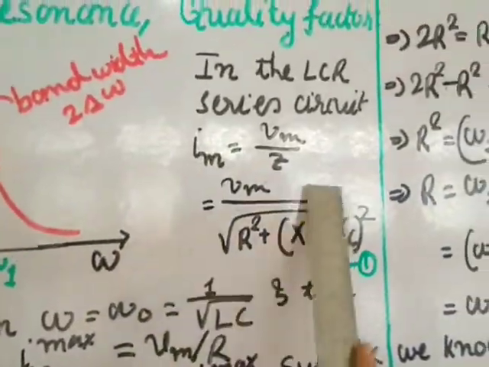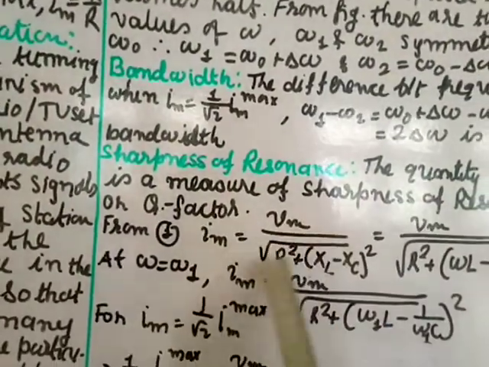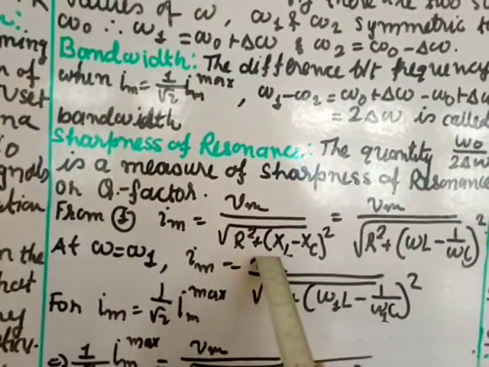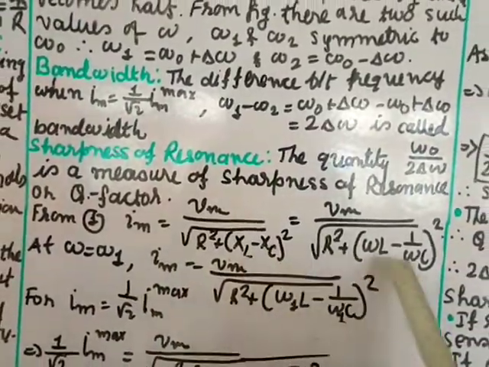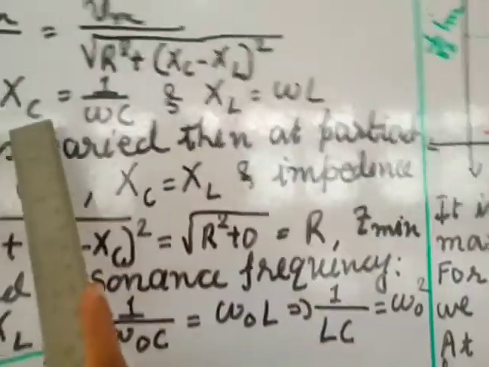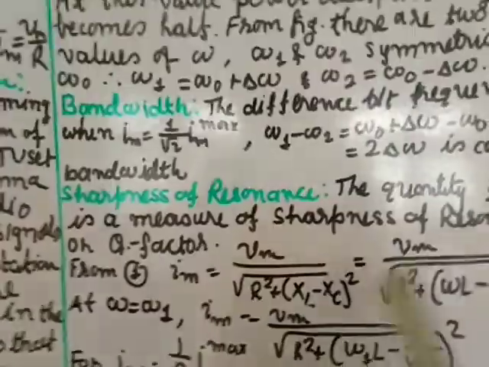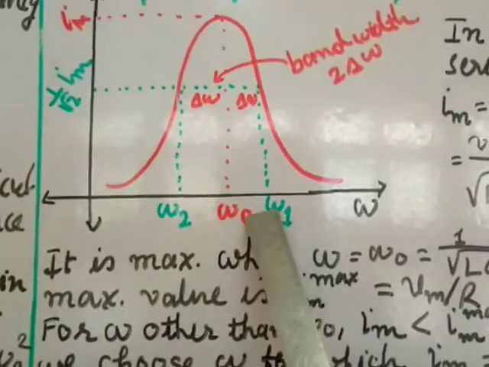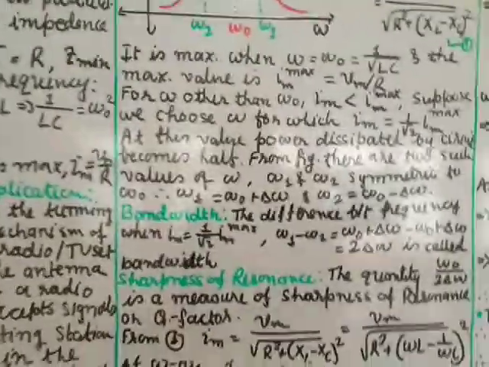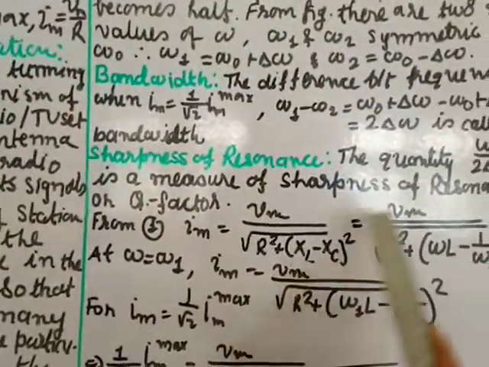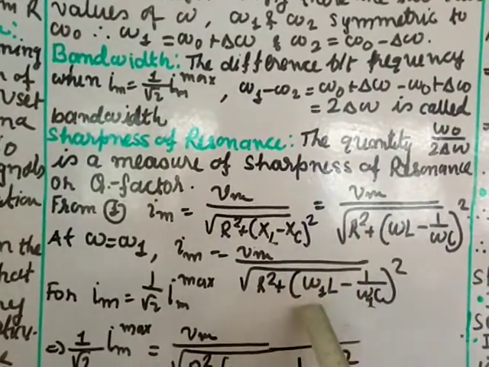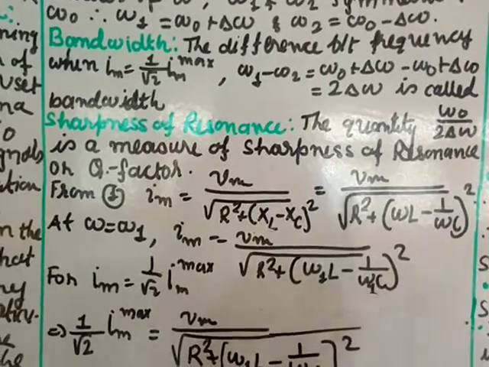From equation 1, this Im is equal to Vm divided by square root of R square plus XL minus XC whole square. XL is equal to omega L and XC is equal to 1 upon omega C. Then we put omega equal to omega naught. Now we will find the current at omega naught. So Im is equal to Vm divided by square root of R square plus omega 1 L minus 1 by omega 1 C whole square.